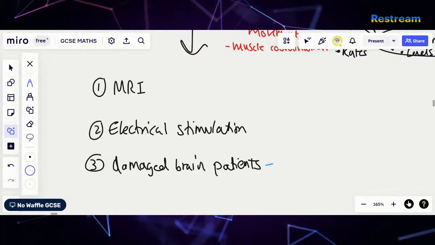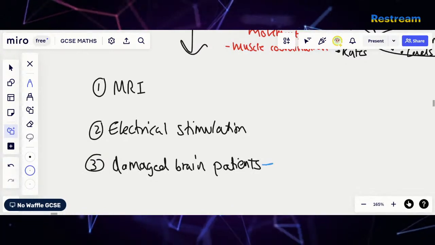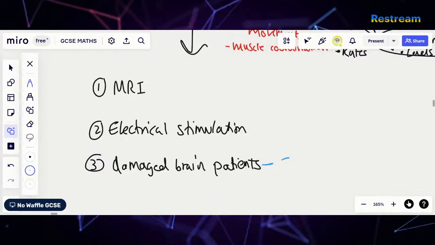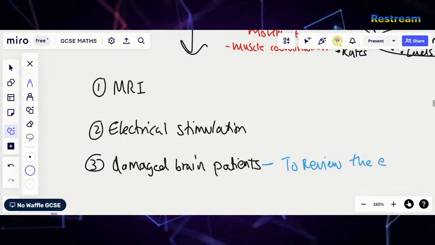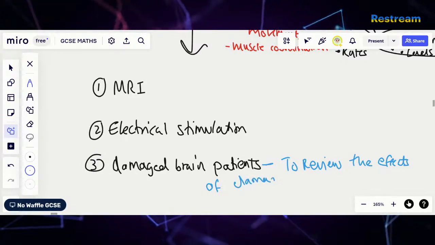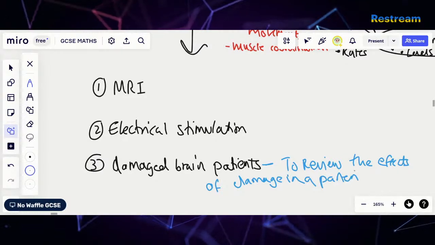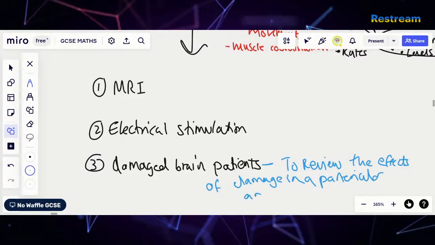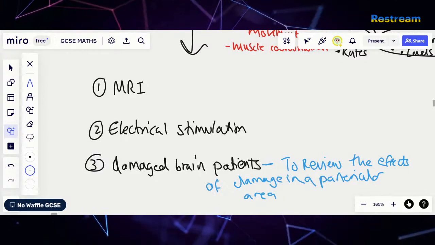Looking at patients with damaged brains allows the doctor to review the effects of damage in a particular area, and therefore work out what that function is because it's now missing.